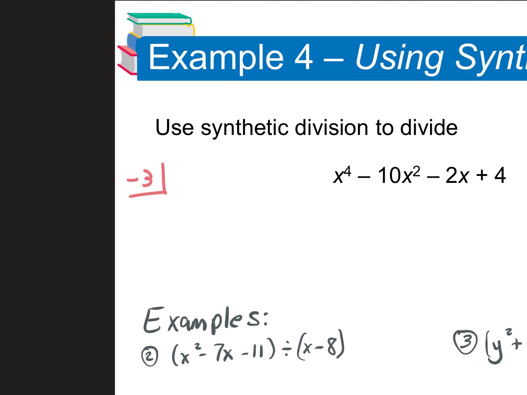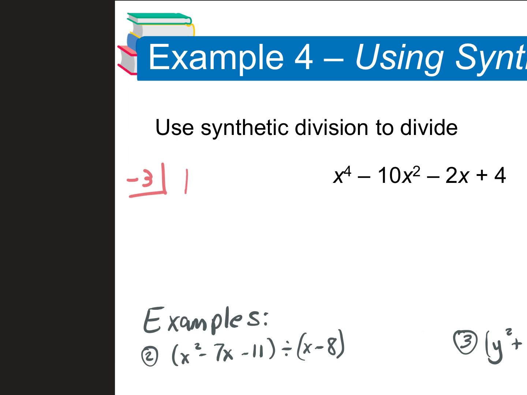And that's what we're going to use to divide. Now I'm going to write the coefficients. Coefficients are the numbers in front. I'm going to write the coefficients to all of the terms of my polynomial. So starting with x to the 4th. What is the coefficient of x to the 4th?